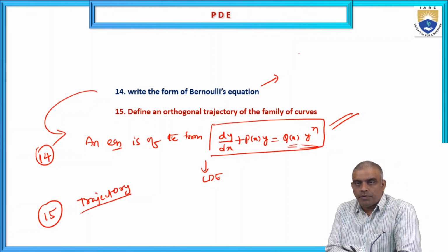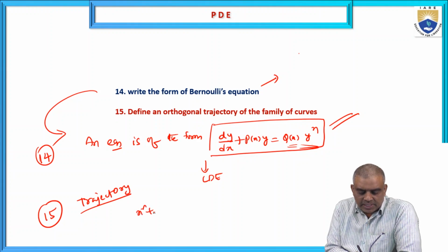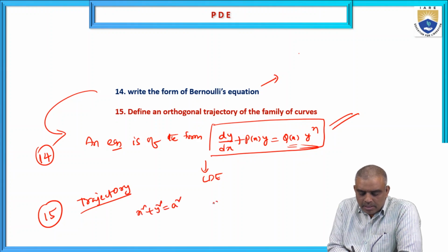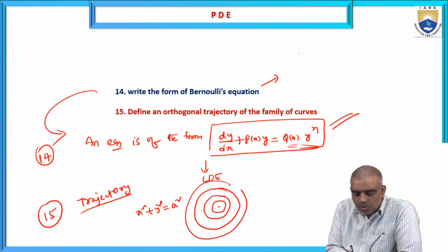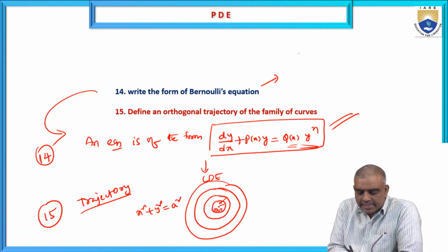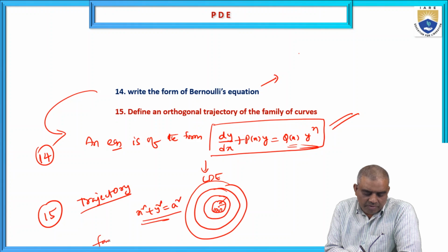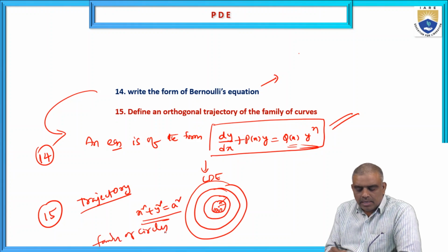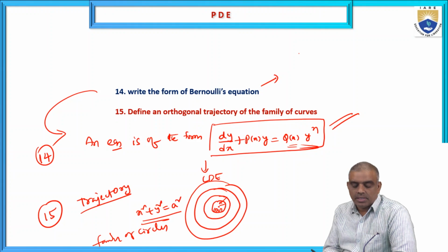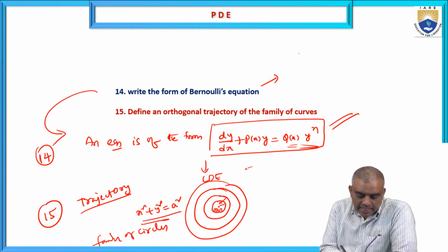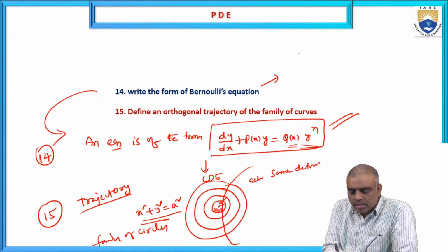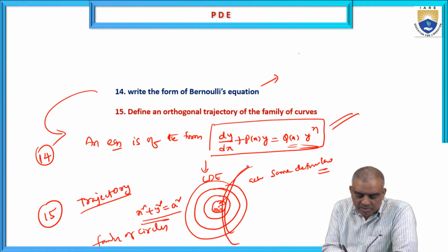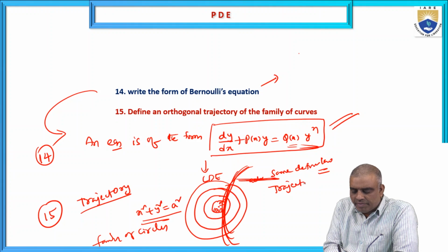Trajectory means, suppose you take a family of circles, x square plus y square is equal to a square, where a is the parameter. Clearly it is the family of circles whose center is at 0, 0 and there are different radii. It is called a family of circles, whose center is at 0, 0 and radius is equal to a units. Suppose a curve cuts every member of the given family according to some definite law, it is called a trajectory of the given family.